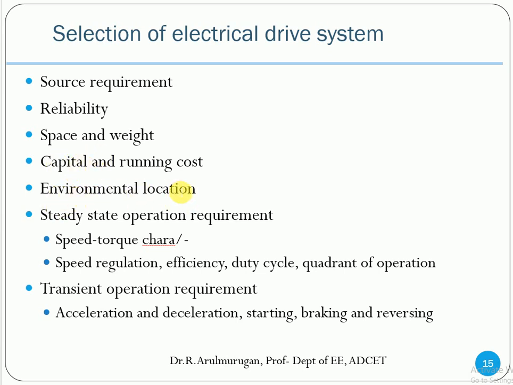And environmental locations. Suppose an AC drive system can operate in any type of environmental location. Especially for DC drives, what type of environment are you going to use them in, whether the environment is surrounded by dust and pollution. Those are the factors you have to consider. Then there are two more characteristics to include: one is the steady state operation requirement, another is the transient operation requirement.